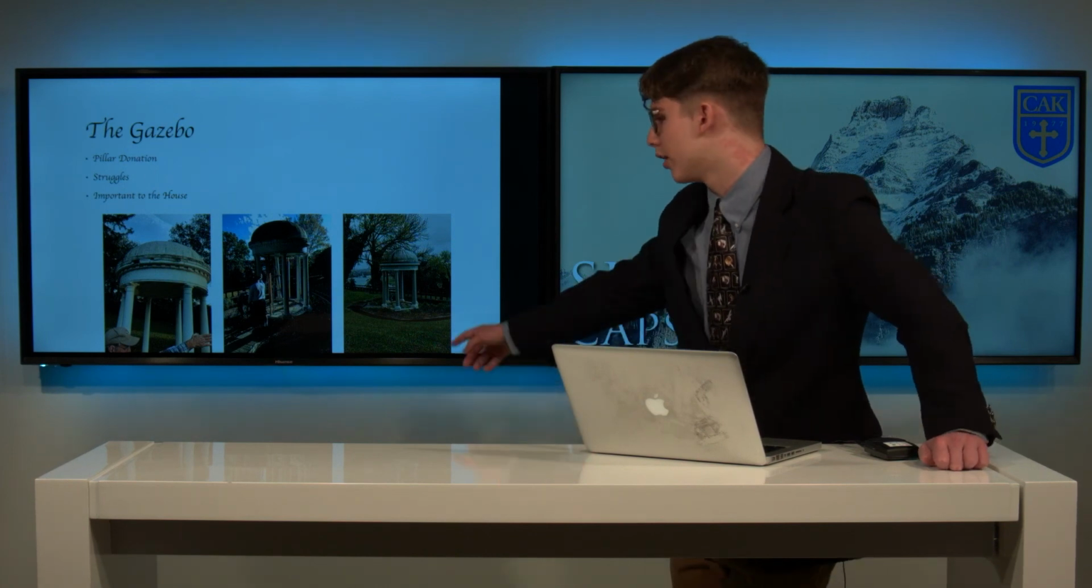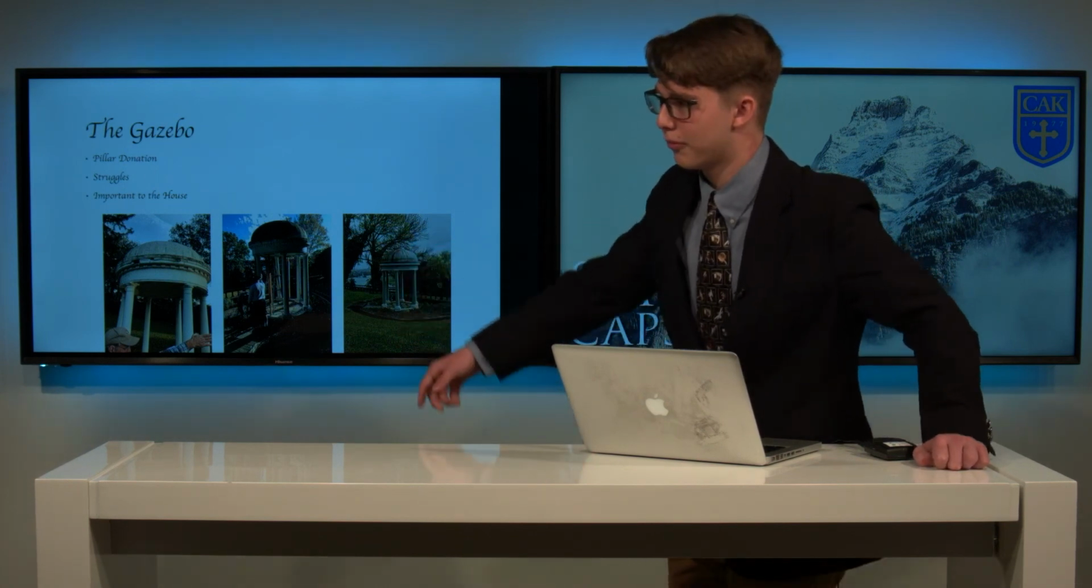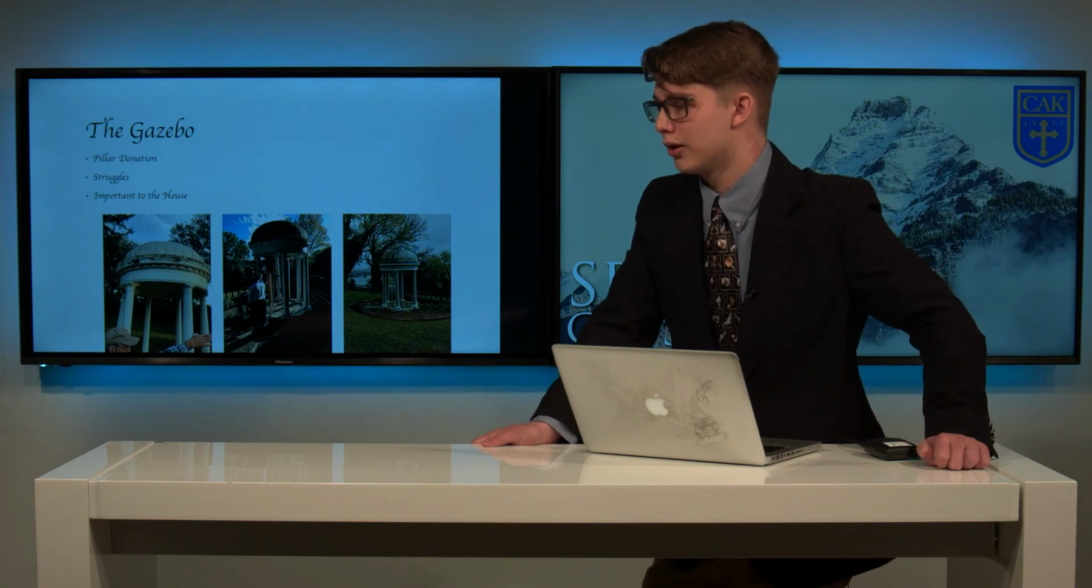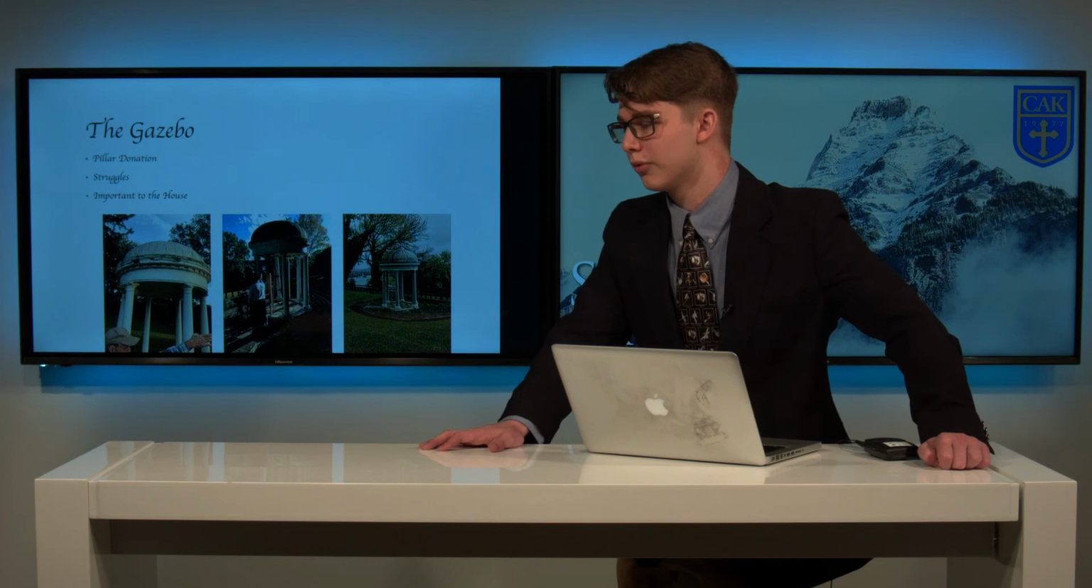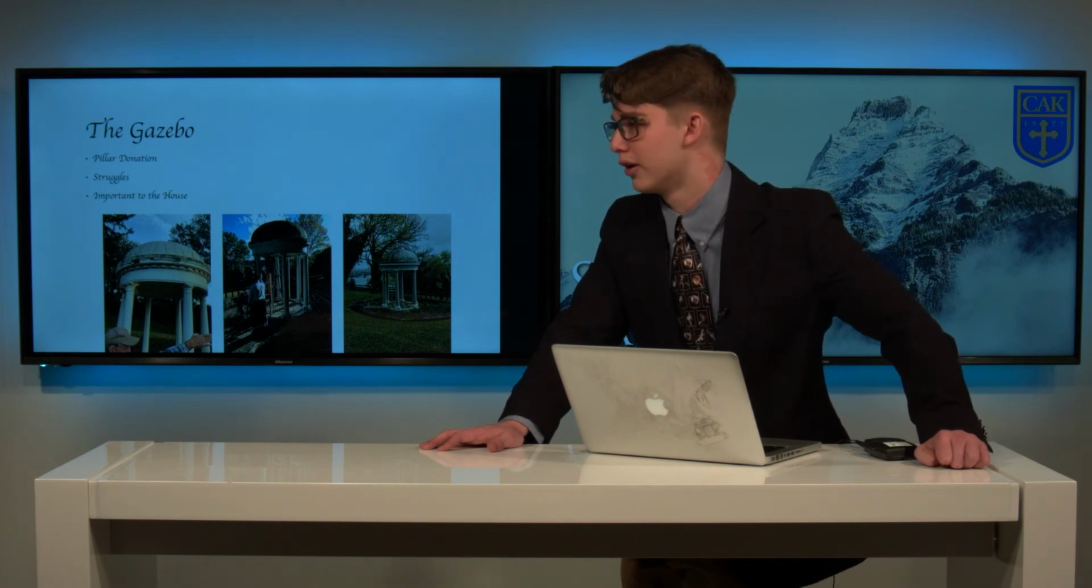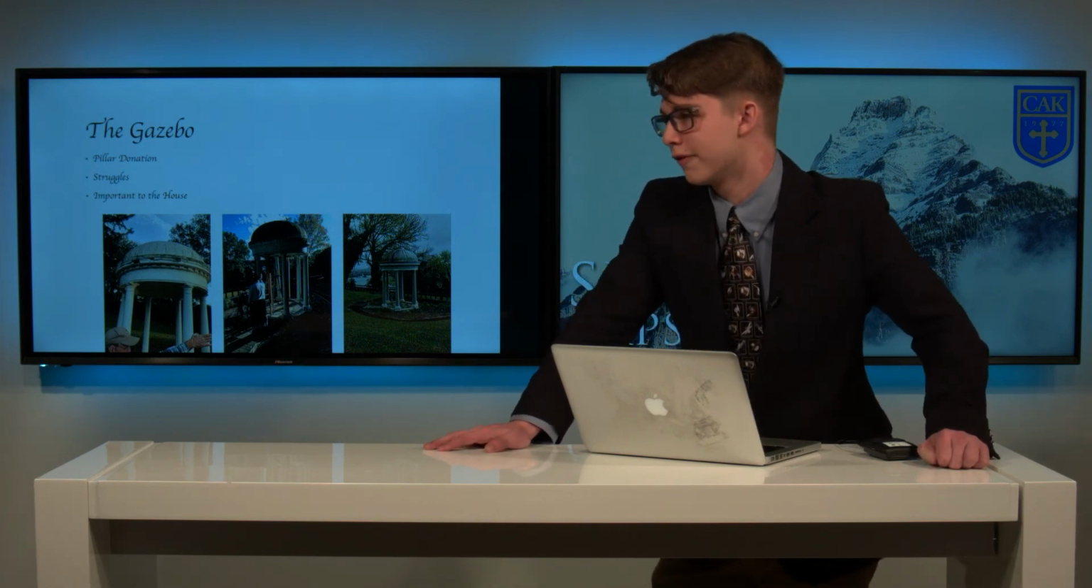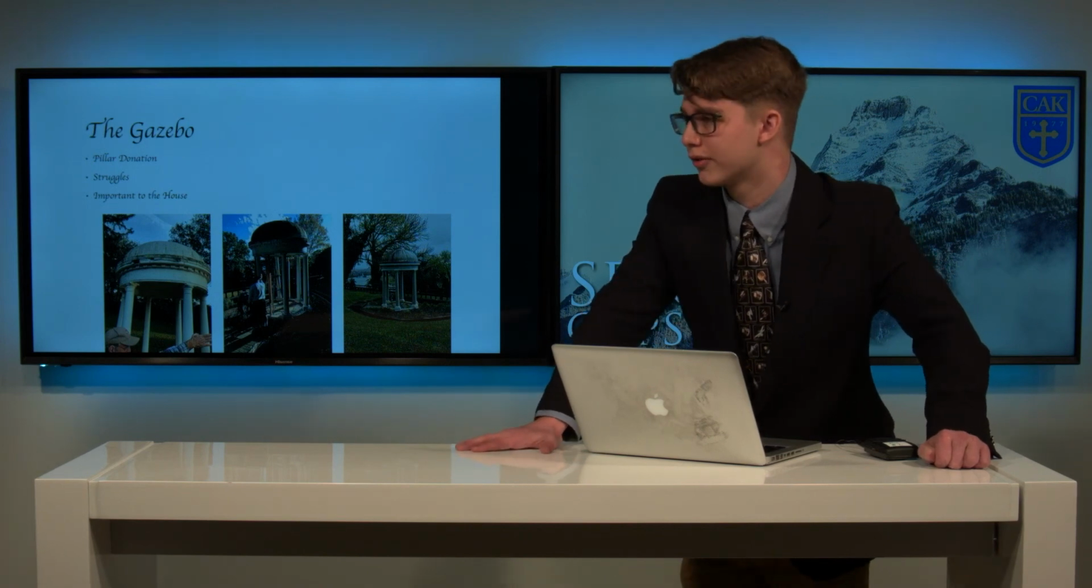Mr. Earl had gone in and looked at the pillars, and they had been made of wood, and he said they were completely rotted at the bottom, completely. It was a miracle that the gazebo was even still standing, especially with the weight of the roof. So we went in and asked Mr. Helton what kind of materials would probably be best, and he recommended fiberglass.